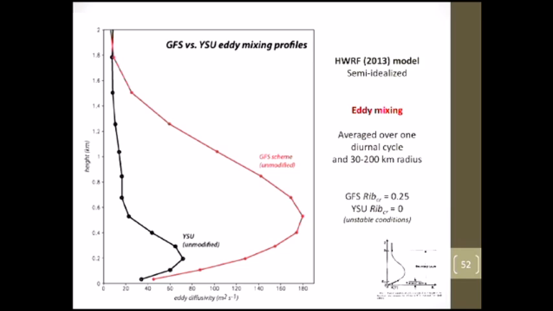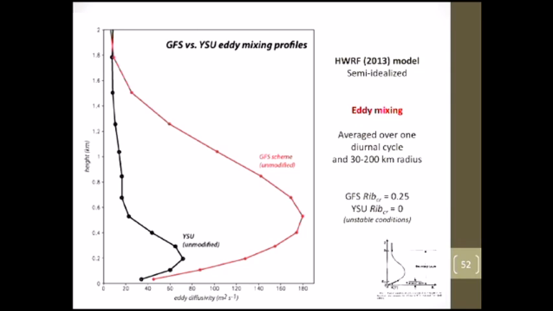The YSU scheme uses a different critical Richardson number, and as a consequence, it produces a PBL depth that is much lower and a mixing that is much smaller. The shapes of these profiles within the PBL is the same because it's controlled by that equation I showed you. But the difference is the boundary layer depth, and the boundary layer depths are different because they choose different critical Richardson numbers, okay?